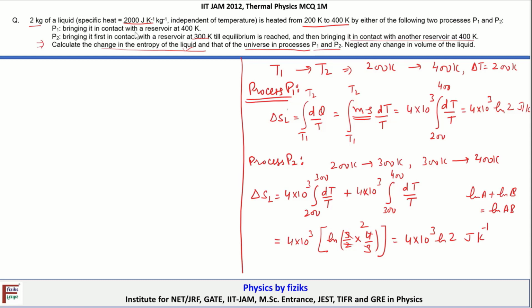Now we have determined the entropy change of the liquid. Now we will determine the entropy change of the reservoir. Let's try to do this calculation. When the liquid is heated, the reservoir is losing energy, so a negative sign will come while evaluating the heat exchange involved during this process for the reservoir.